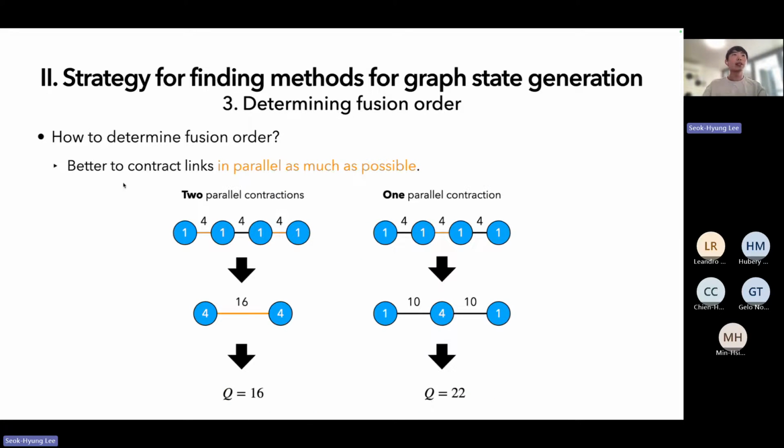And the second intuition is that it is better to contract links in parallel as much as possible. If you consider these two examples, where the first one is contracting this one and this one at the same time first, but the second one is contracting the middle link first, then in the final stage, the first one gives lower resource cost, and it is because we perform the two parallel contractions at the same time in the first stage.